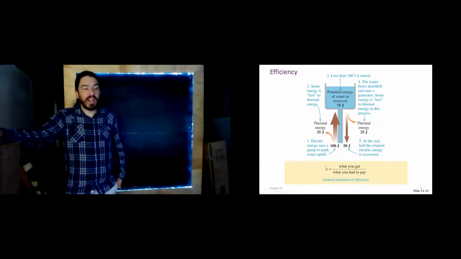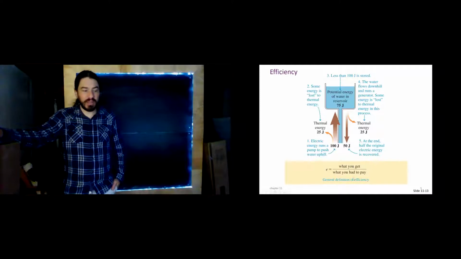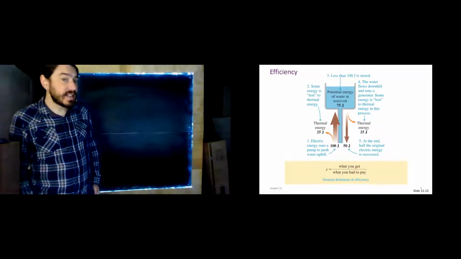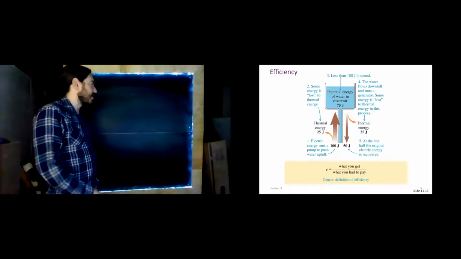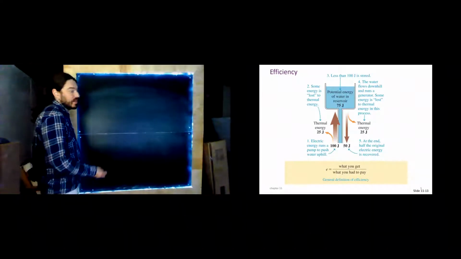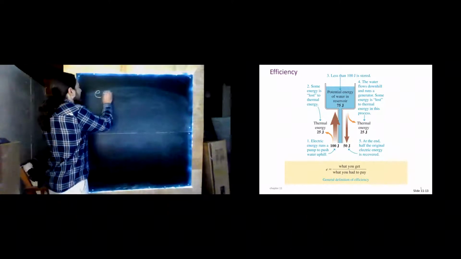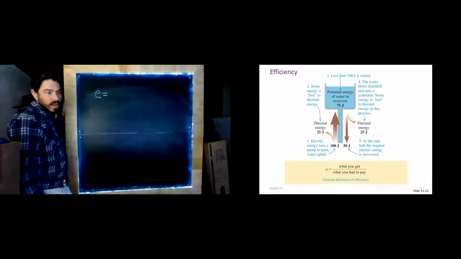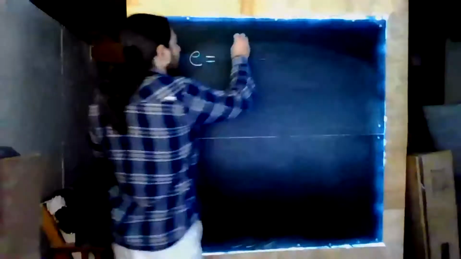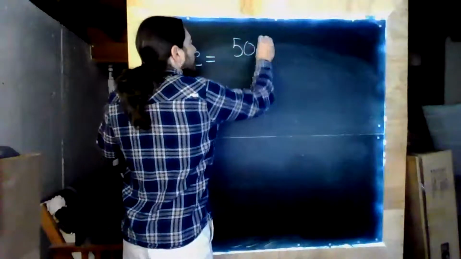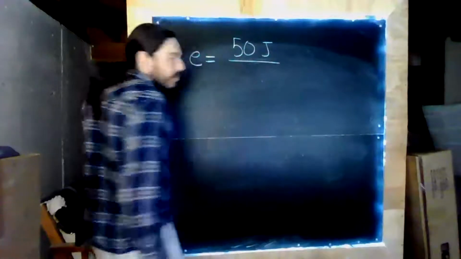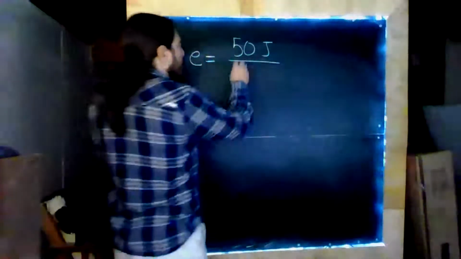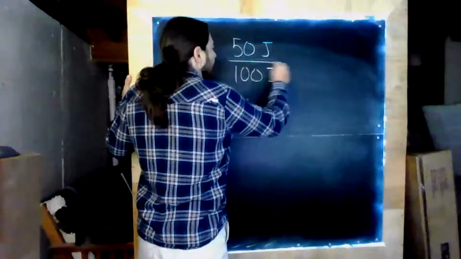And so let's introduce the idea of efficiency with this equation. It's what you get over what you had to pay, which is a nice way to visualize this. We'll talk about a slightly different way to define it in just a second. So in this particular case, what did we get? Well, the point of this whole process was to store that 50 joules. So we got 50 joules of stored energy. What did we have to pay? Well, we had to put in 100 joules of energy in order to get out 50 joules.